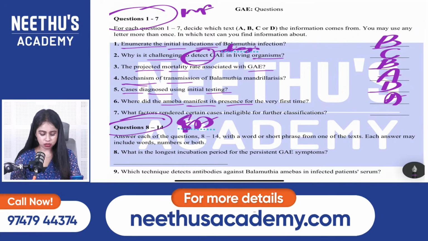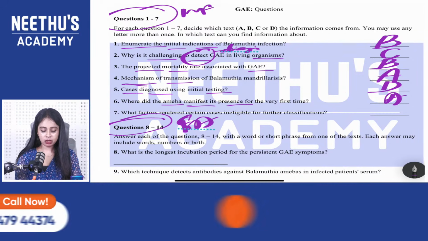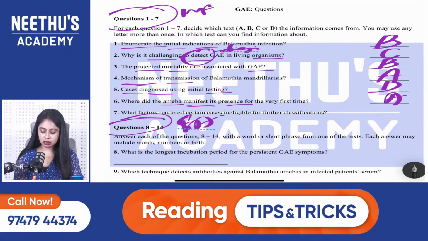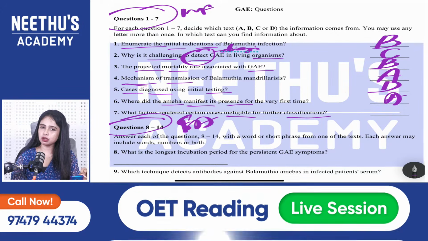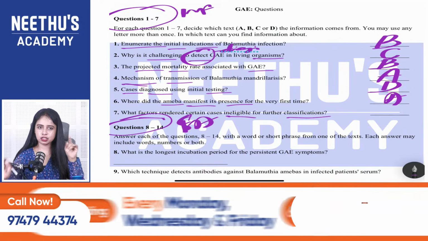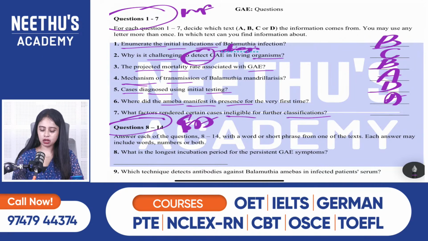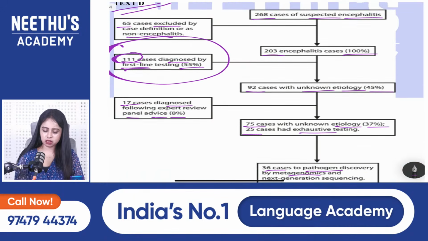Yes, Anju. Sorry dear, it's not B, it's A. Is it the sixth one? The sixth one is A, not B. Seventh one: what factors rendered certain cases ineligible for further classifications? Again, factors. Ineligible, not eligible. Classifications of cases are mentioned in text D. And ineligible cases, where is it mentioned? So I'm going to check where ineligible cases are mentioned.